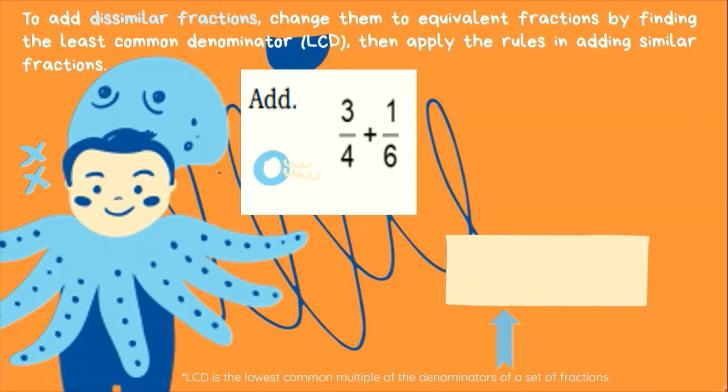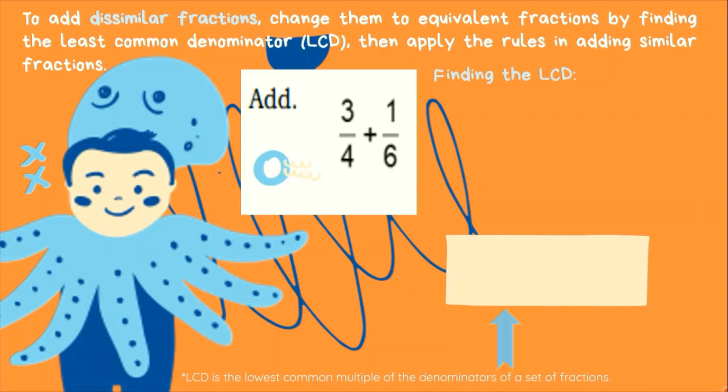LCD or the least common denominator is the lowest common multiple of the denominators of a set of fractions. Iba ito sa GCF. Tandaan na ang GCF or greatest common factor ay ginagamit para ating ma-reduce or ma-simplify ang malaki pang fraction. Ang LCD naman ay ating ginagamit para ma-convert natin ang dissimilar fractions into equivalent fractions at maging similar. Magkaiba yung gamit ni GCF at LCD. Huwag tayong malilito sa kanilang dalawa.